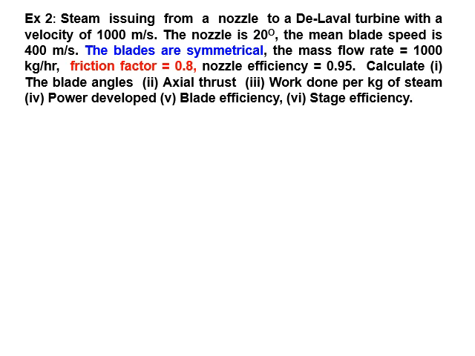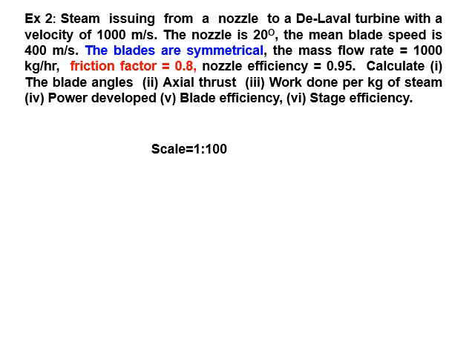Calculate first the blade angles, that is beta 1 angle as well as beta 2 angle. Axial thrust F_A, work done per kg of steam W, power developed P, blade efficiency eta_B, and sixth one is the stage efficiency or eta_S.